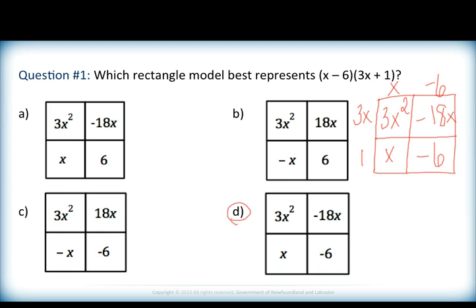A is not correct because we need a negative 6, so that one is gone. B, we need a negative 6 and a positive x, so that one is eliminated. And C, it has a negative 6 and negative x and not a negative 18x, so that one is gone. So our answer here will be D.